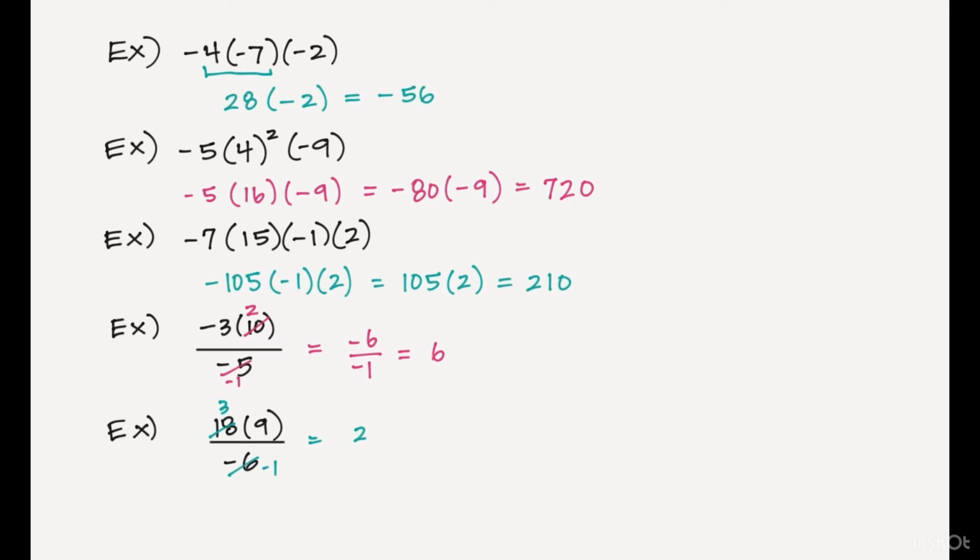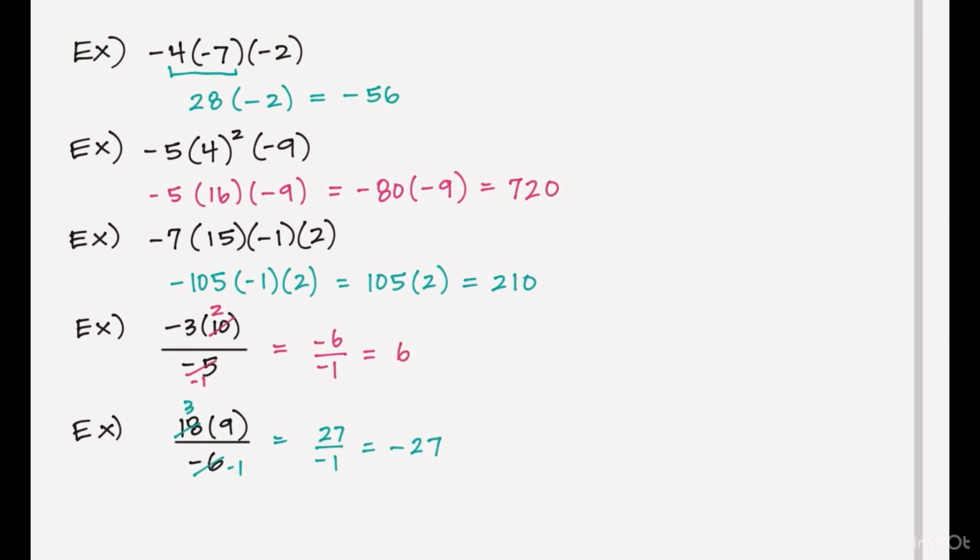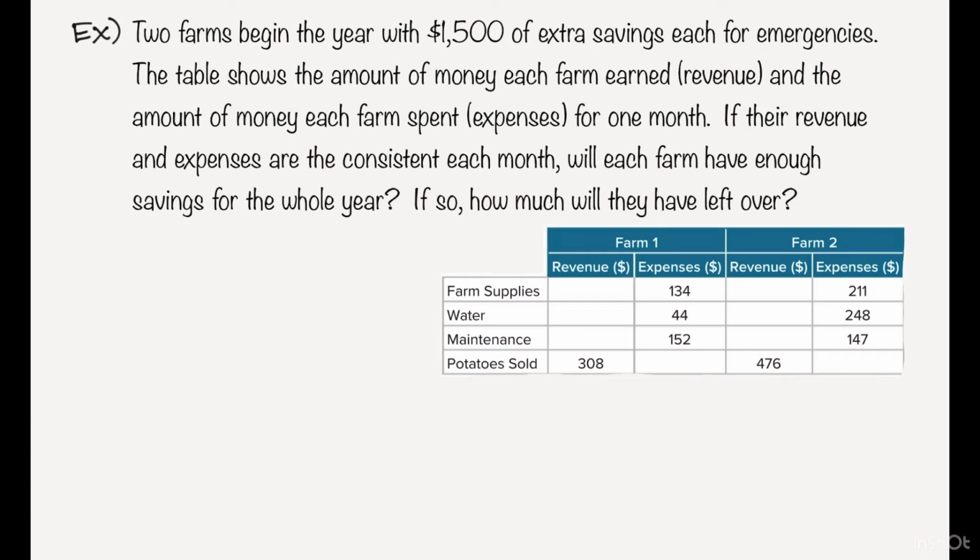And so that's 3 times 9, which is 27, divided by negative 1, which will give me negative 27 for my final answer. And that's it. All right, so now we're going to move on to a word problem.